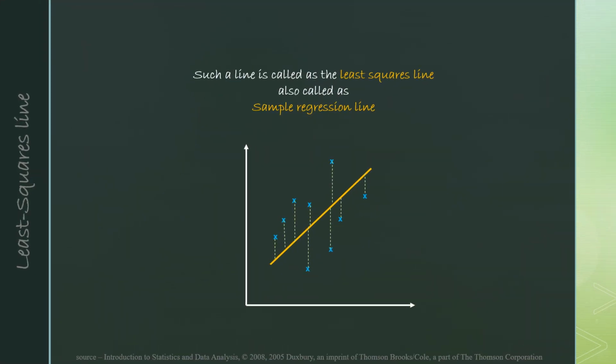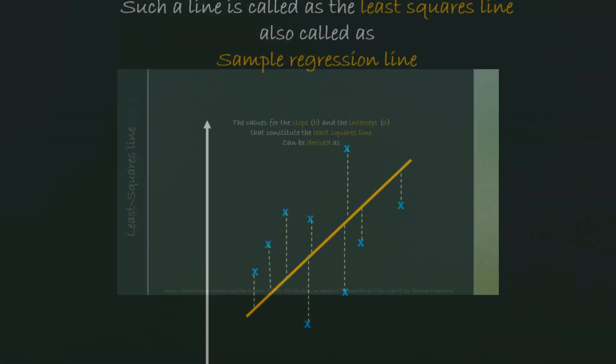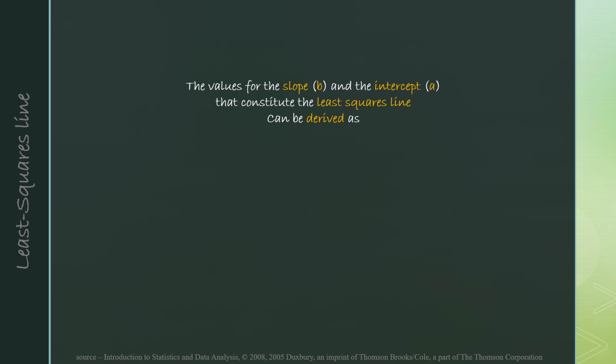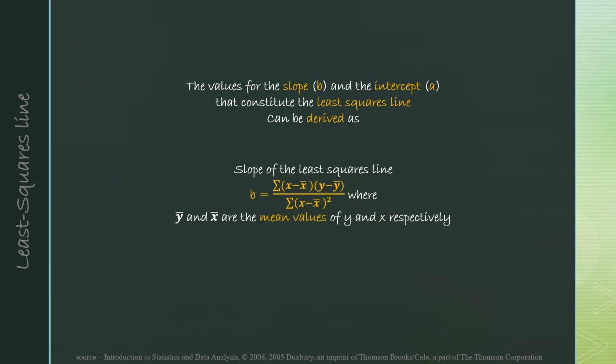Such a line is called the least squares line, also called the sample regression line. The values for the slope b and the intercept a that constitute the least squares line can be derived as follows. Slope of the least squares line b equals sigma (x minus x bar) multiplied by (y minus y bar) divided by sigma (x minus x bar) the whole square, where y bar and x bar are the mean values of y and x data in the sample respectively. And the y-intercept a equals y bar minus b multiplied by x bar.